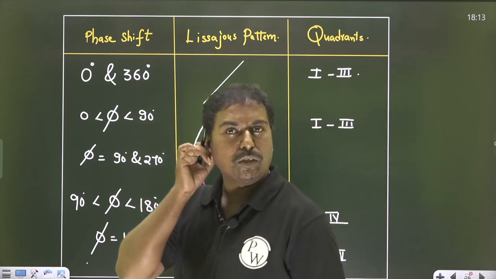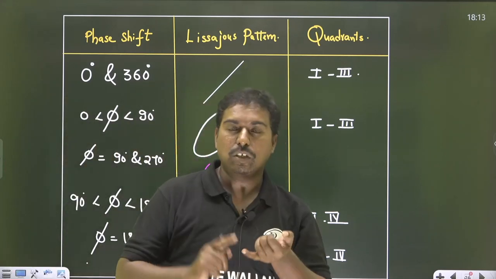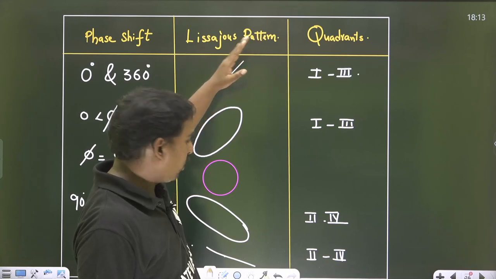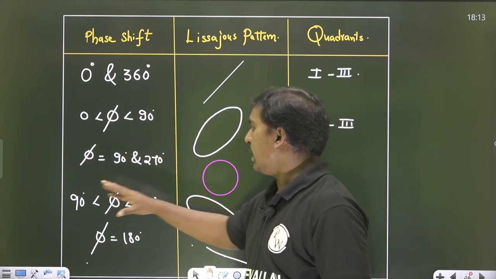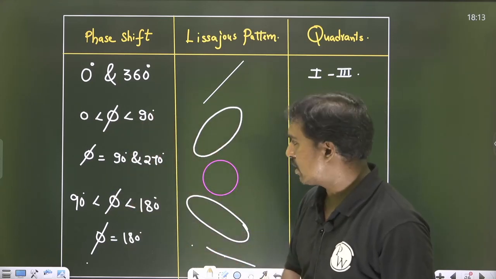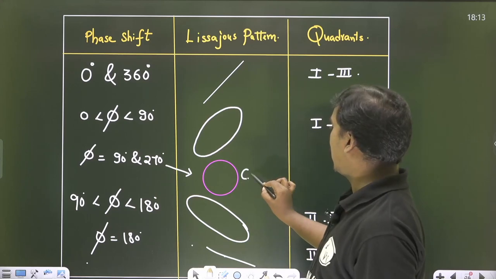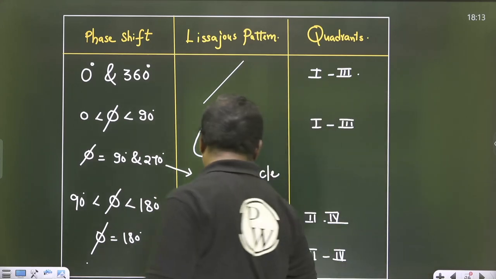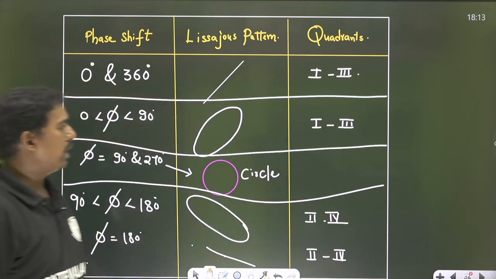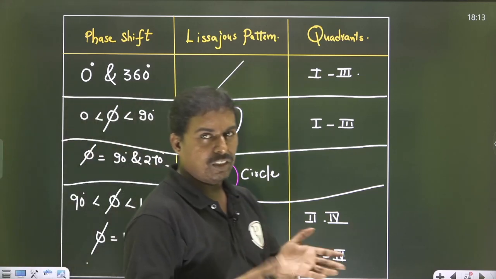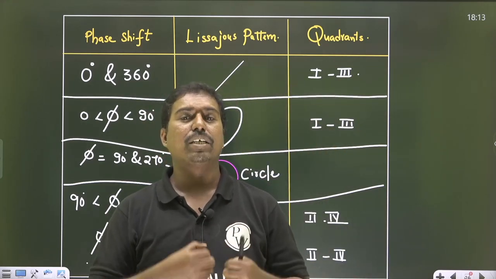So mostly try to remember: at 0 and 360, we are going to get a straight line. At 180 also we are getting a straight line. At 0 and 360, the straight line is in the first and third quadrants. And at 180, we are going to get a straight line in the second and fourth quadrants. From 0 to 90, we are getting an ellipse. At 90 and 270, we are getting the circle. Okay, try to understand this particular diagram. This will save your time in solving GATE questions. This is the possibility if there is any phase shift.